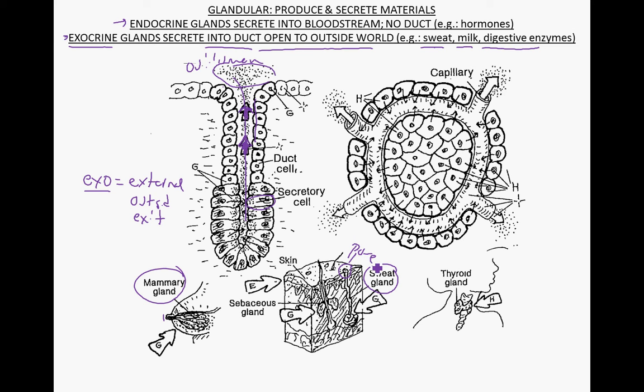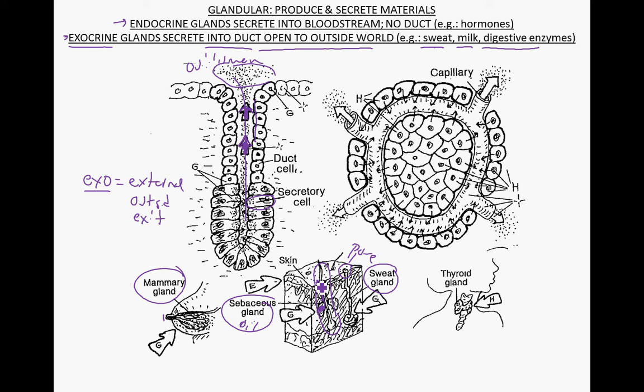The sebaceous glands, sebaceous meaning oil glands. Their ducts open to where the hair is. So if you have really oily skin, then these sebaceous glands are overactive, and they are producing lots of oil. If you have dry skin, then they're not producing a lot of oil. So these are exocrine glands. We're going to contrast that with an endocrine gland.